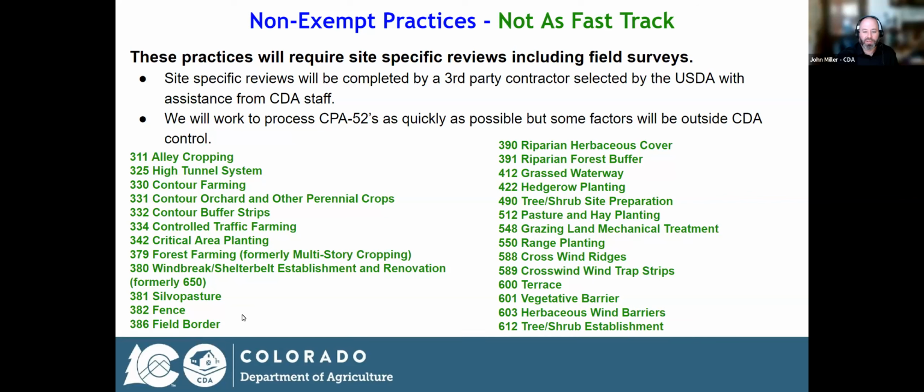And it's kind of a long list. I won't go through the entire thing, but fencing is on here. So any type of fencing, hard fencing and cross fencing, the only type of fencing exempt from this is virtual fencing, which I'll talk about in a little while. But any type of standard fencing is going to require that site-specific review. Other things of note would be rangeland plantings, pasture and hay plantings. Those things are going to require a site-specific review.